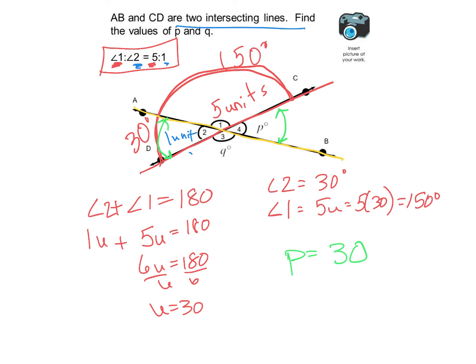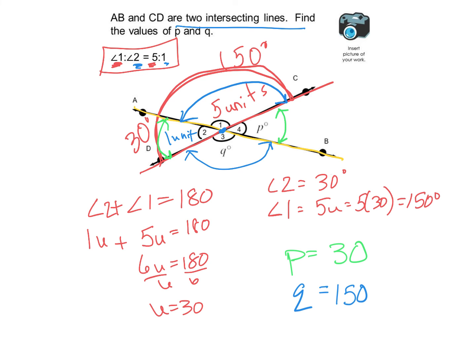Now I'm looking here for Q. Q is yellow to red. 1 is yellow to red. They share a point. They are not adjacent. Therefore, I know they are equal. Q is equal to angle 1, which is 150 degrees.